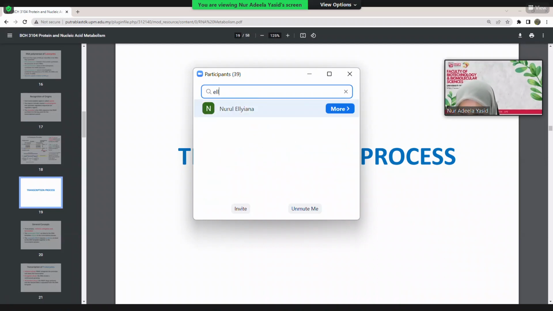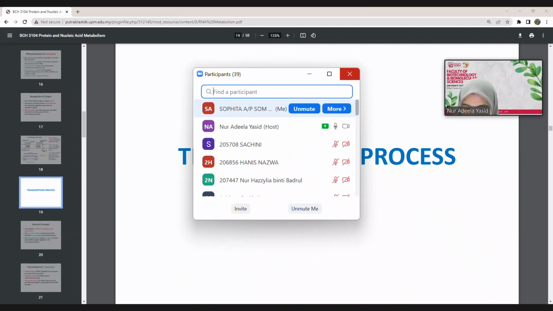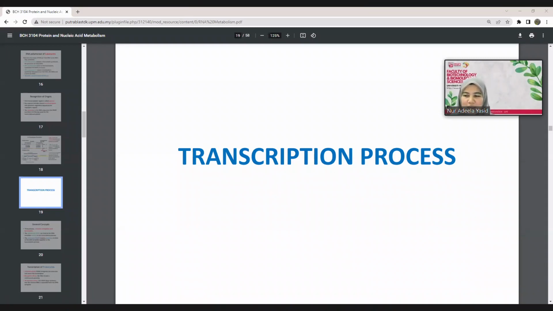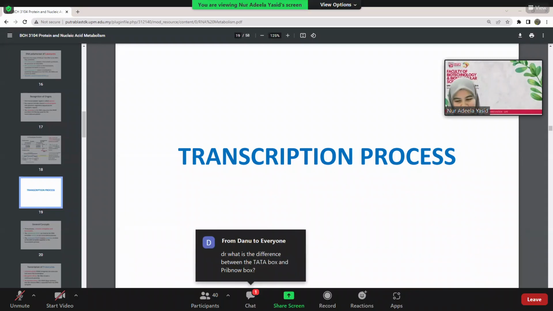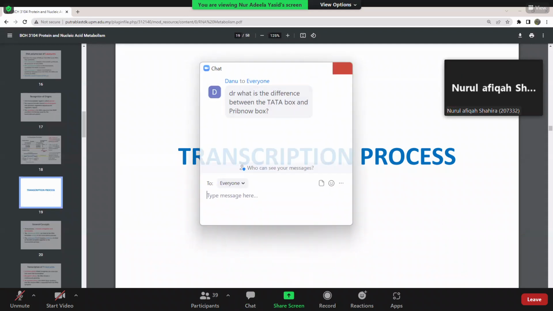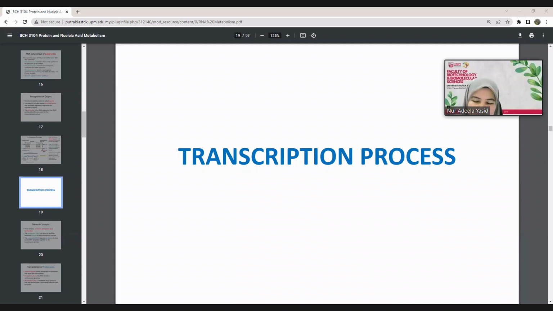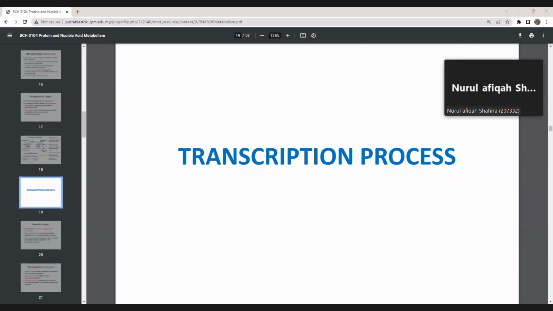Nurul Eliana, pergi toilet juga ke? Afikah, Nurul Afikah Syahira. Saya tak ingat tau. Saya panggil you all tak respons ni. Yes, Doctor. Okay, can you hear me, Afikah?